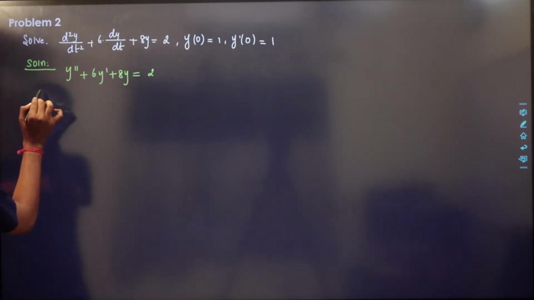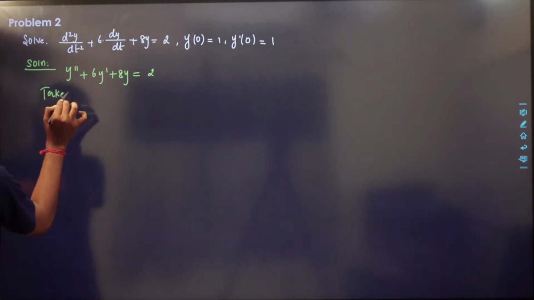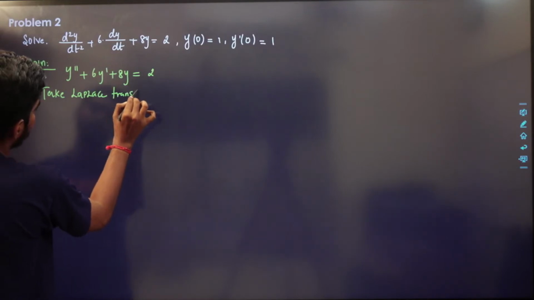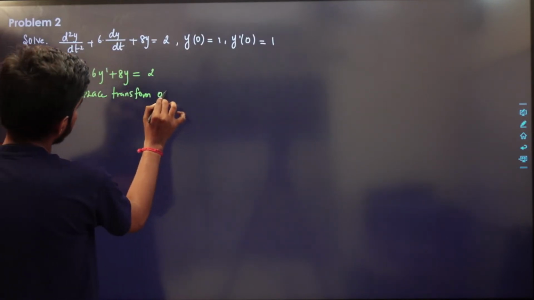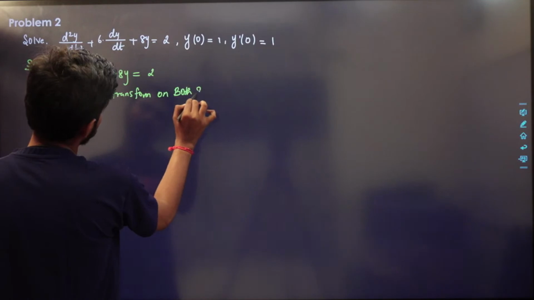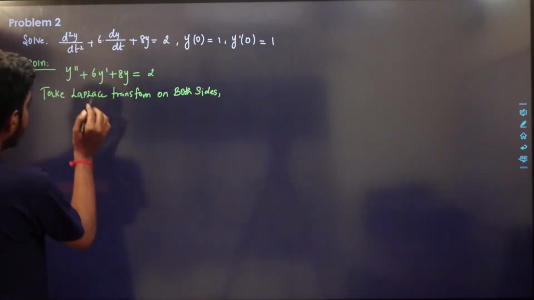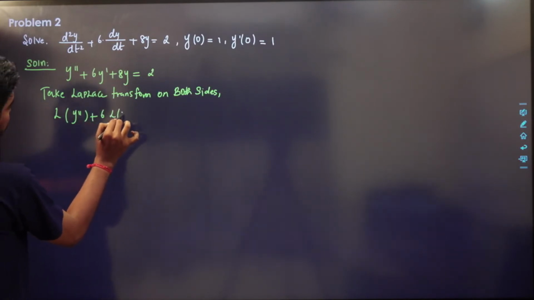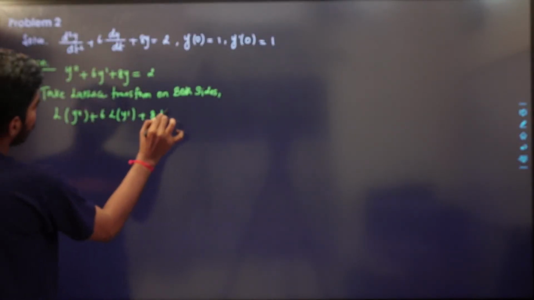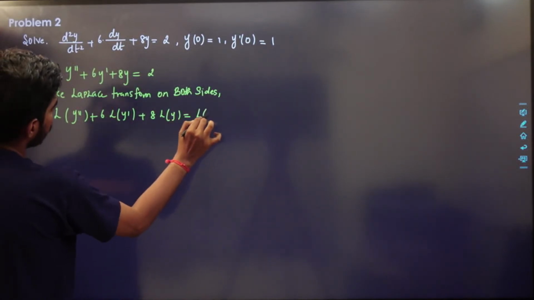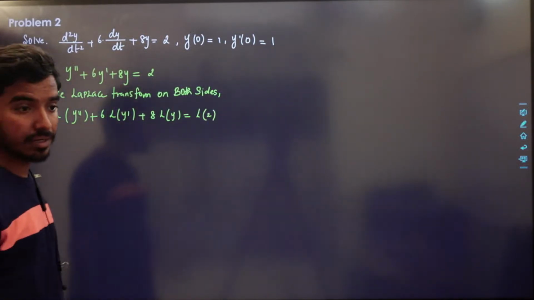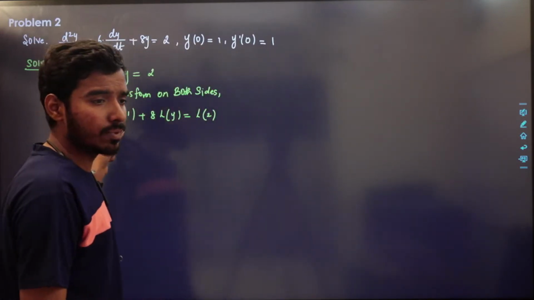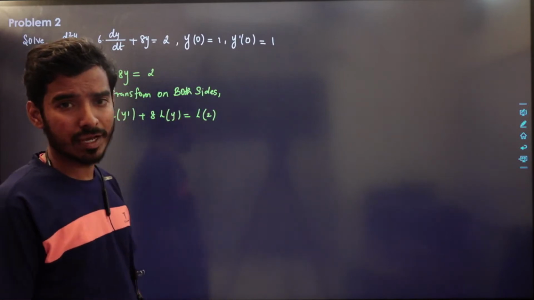So apply Laplace transform on both sides. This will be L of y double dash plus 6 into L of y dash plus 8 into L of y is equal to L of 2. Again same process. We know L of y double dash, L of y dash, L of y, just apply.